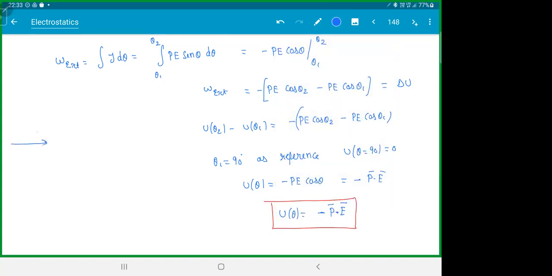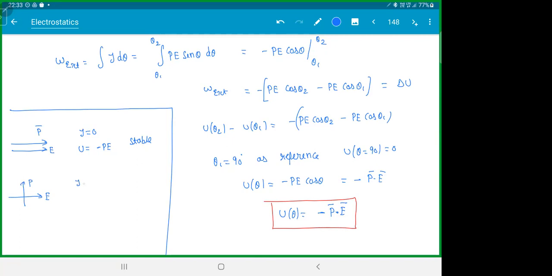That means if you take P bar this way and E bar this way, torque is 0 and the potential energy is minus PE. This is stable equilibrium. If you take E this way and P this way, torque is maximum, potential is 0. There is no equilibrium meaning only. If P is this way and E is this way, for equilibrium torque should be 0. U is plus PE. This is unstable equilibrium.